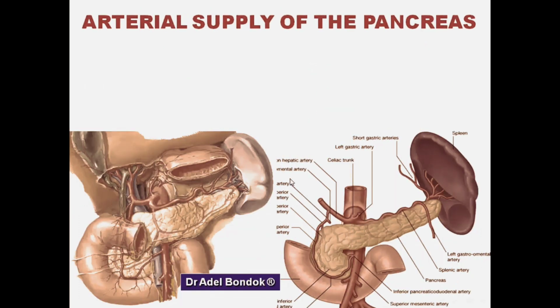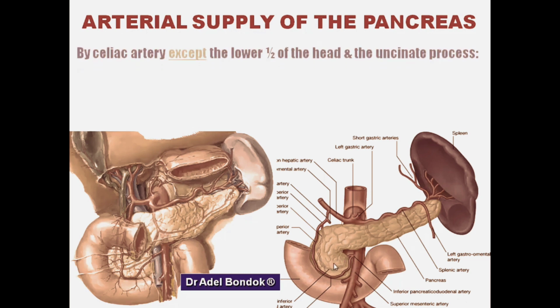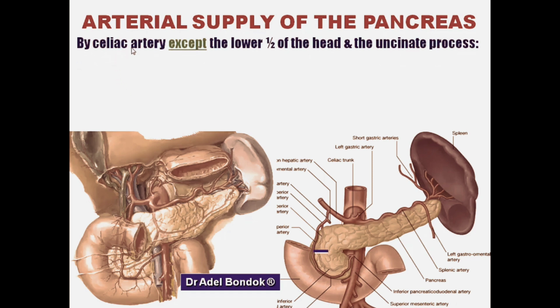Then the blood supply of the pancreas. The pancreas is supplied by the celiac artery, except the lower half of the head and the uncinate process, which are supplied by the superior mesenteric artery. Again, pancreas is supplied by the celiac artery, except the lower half of the head and the uncinate process.